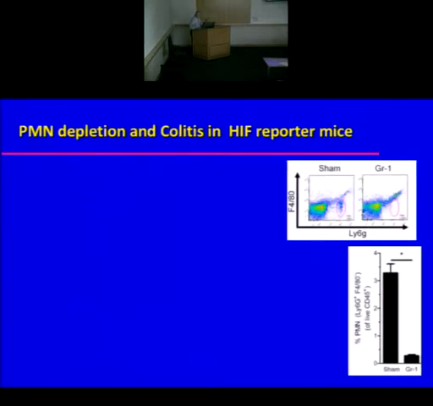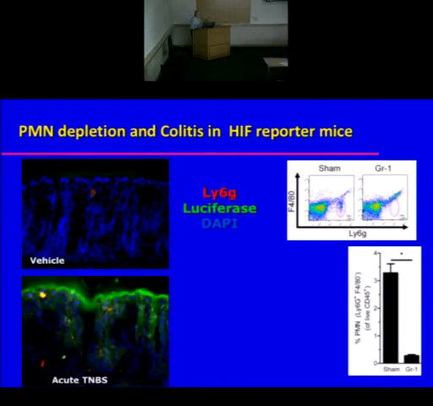What he did then is induce colitis in these animals, and he used, in this case, a HIF reporter mouse. So any place you see green is the expression of HIF. You can see it localizes in active colitic disease very, very prominently to the apical or luminal surface. In a vehicle animal, you see some localization here, but very little in this case.